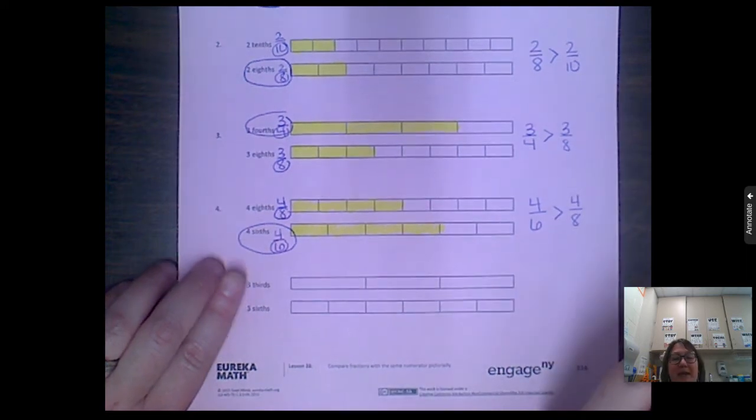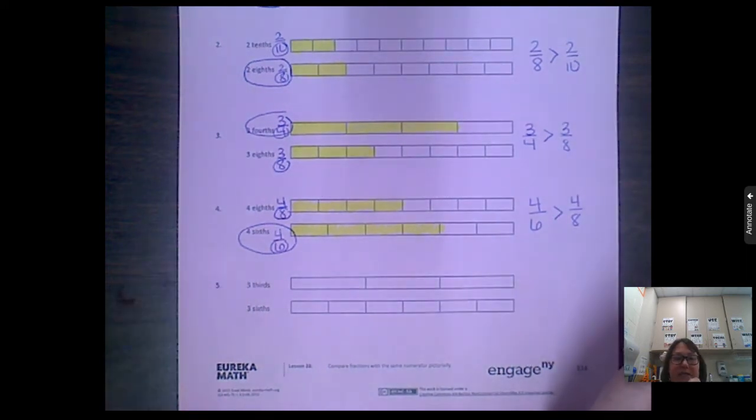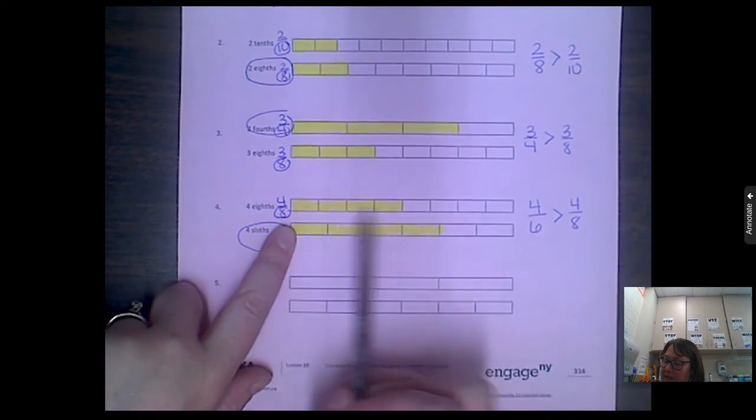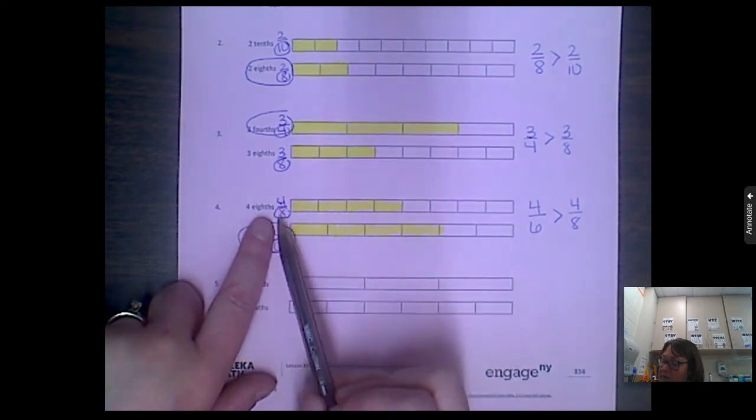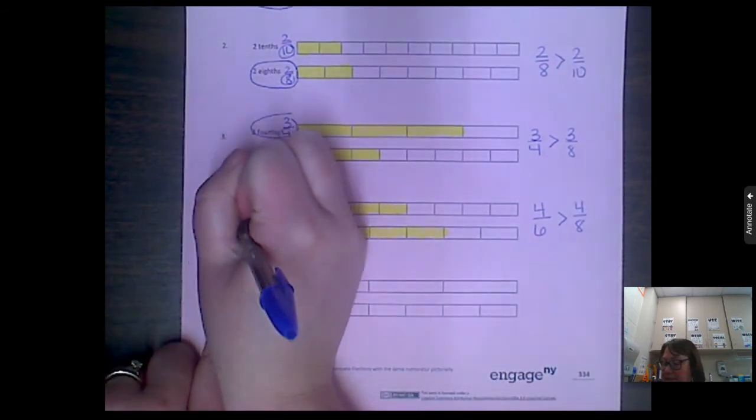What is 4/8 equal to? Do you see that there? Do you see that 4/8 is equal to 1/2? We can see that 4 are shaded and 4 are not shaded. Also, 4 is half of 8. So that tells us that 4/8 is equal to 1/2.